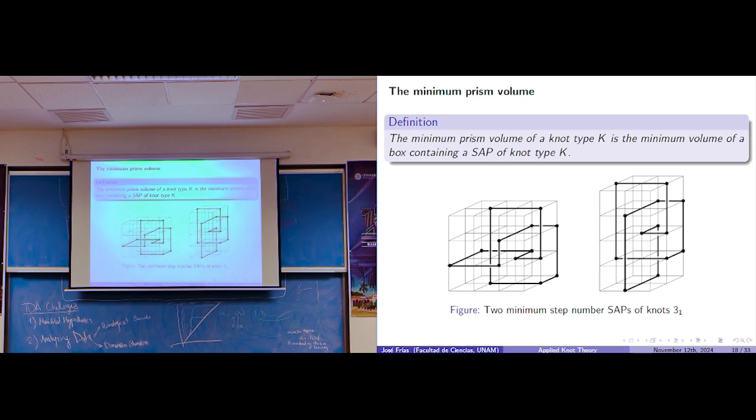And we also can define the minimum Prince volume of a knot type, which is the minimum volume box containing a knot type, right? So look at these two representations of knot 3_1. This one is in a box of volume 18, and this is 16. So the volume here is less, right?